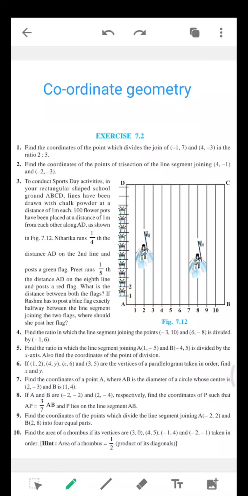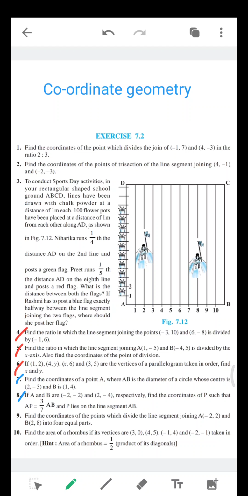Welcome back everyone. In today's session we are going to continue exercise 7.2, question number 7 and 8. In the previous session we have seen question number 4, 5 and 6. Hope those concepts are clear to you all. In this exercise we will find every question is of different type, but all of them are based on one formula, that is section formula, and in few cases we use midpoint formula too.